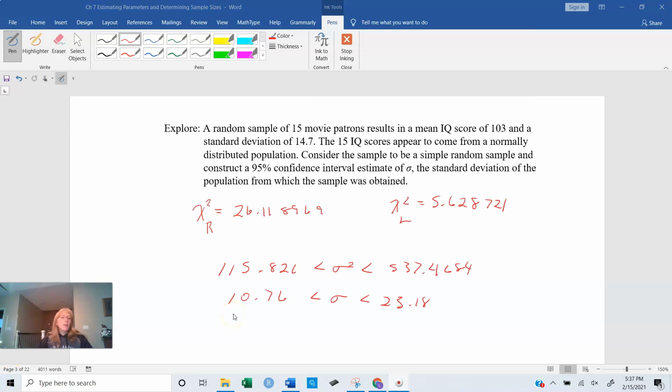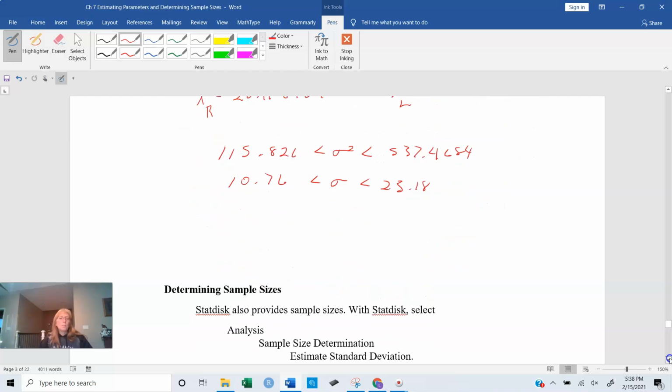All right, when you typed it in, you should have gotten your chi-squared to the right is 26.11. Your chi-squared to the left is 5.62. Your variance interval was 115.826 to 537. Your standard deviation was 10.76 to 23.18, which means we are 95% confident that our population standard deviation falls within the range of 10.76 and 23.18. Hope you wrote that all down.